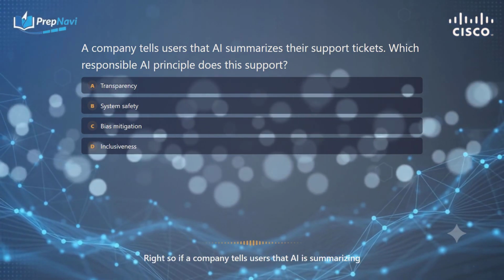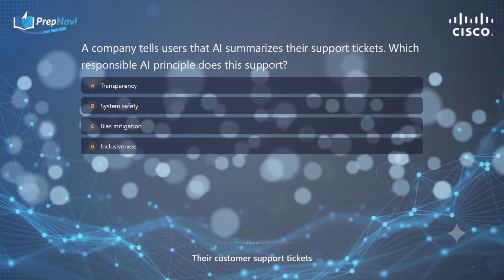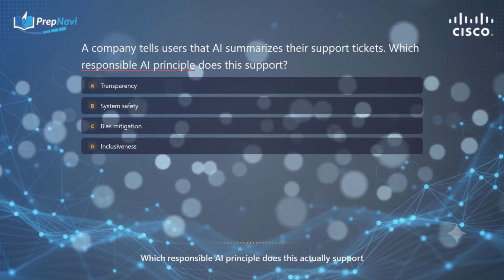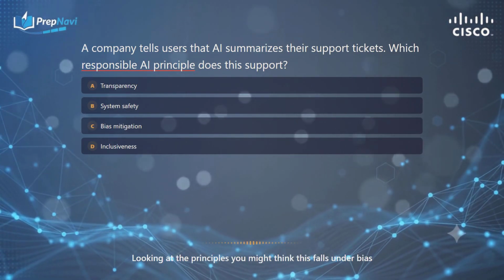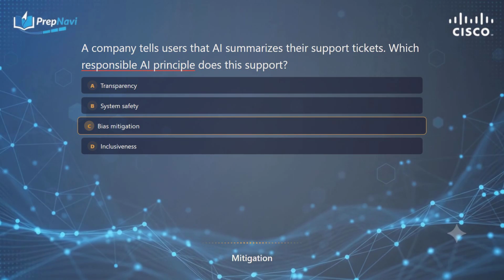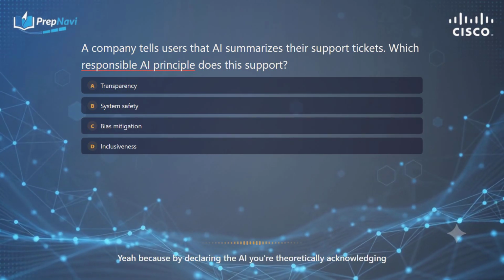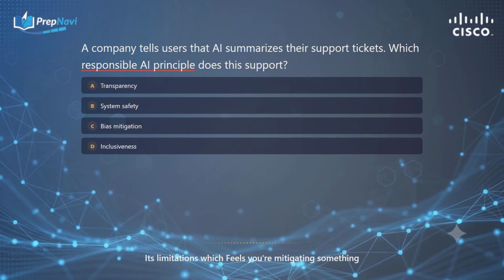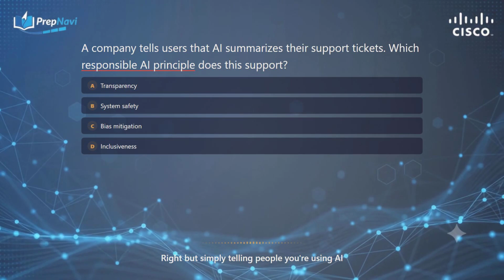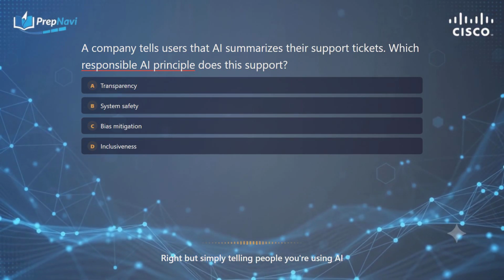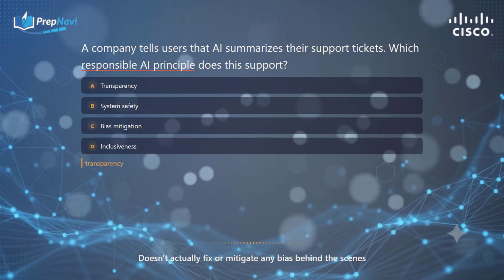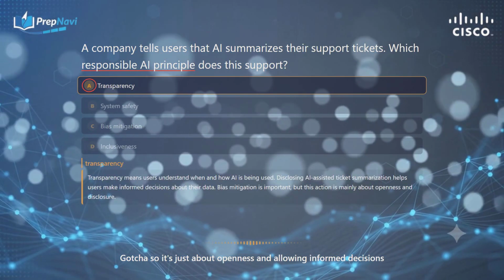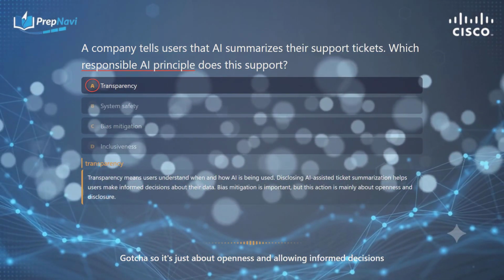Right. So if a company tells users that AI is summarizing their customer support tickets, which responsible AI principle does this actually support? Looking at the principles, you might think this falls under bias mitigation. Yeah, because by declaring the AI, you're theoretically acknowledging its limitations, which feels like you're mitigating something. Right, but simply telling people you're using AI doesn't actually fix or mitigate any bias behind the scenes. This is purely about transparency. Gotcha. So it's just about openness and allowing informed decisions.